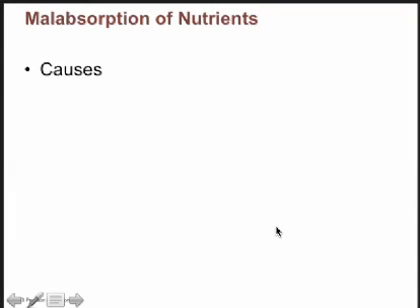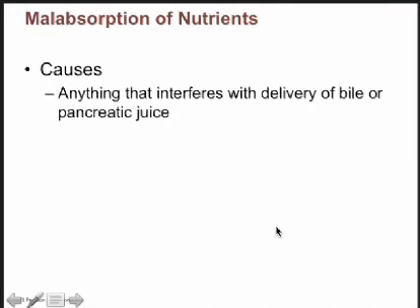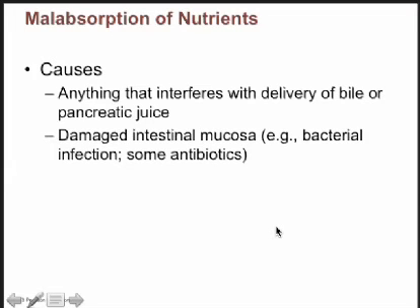Occasionally, we can have problems absorbing the nutrients into the bloodstream. The causes can be anything that interferes with the delivery of bile or pancreatic juice into the duodenum. You can also have a damaged intestinal mucosa as a result of infection or as a result of antibiotic activity.